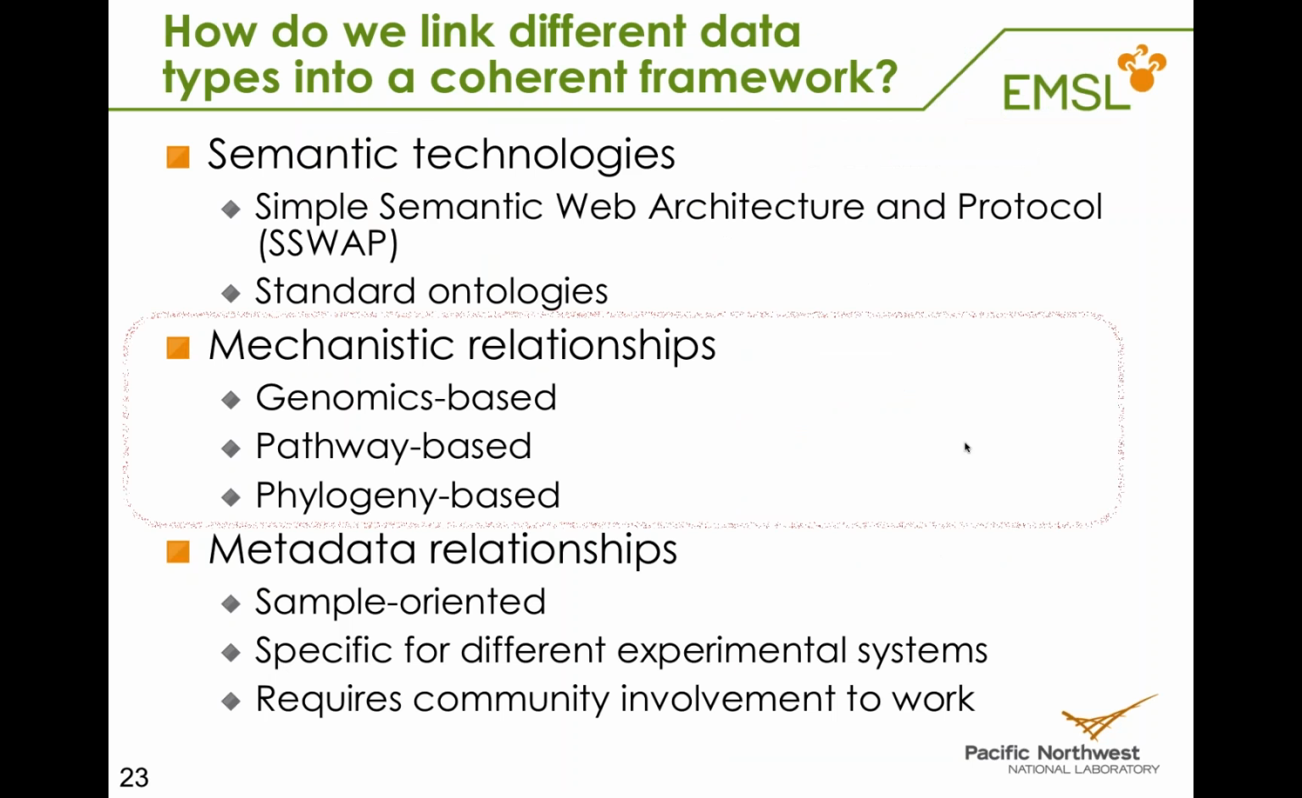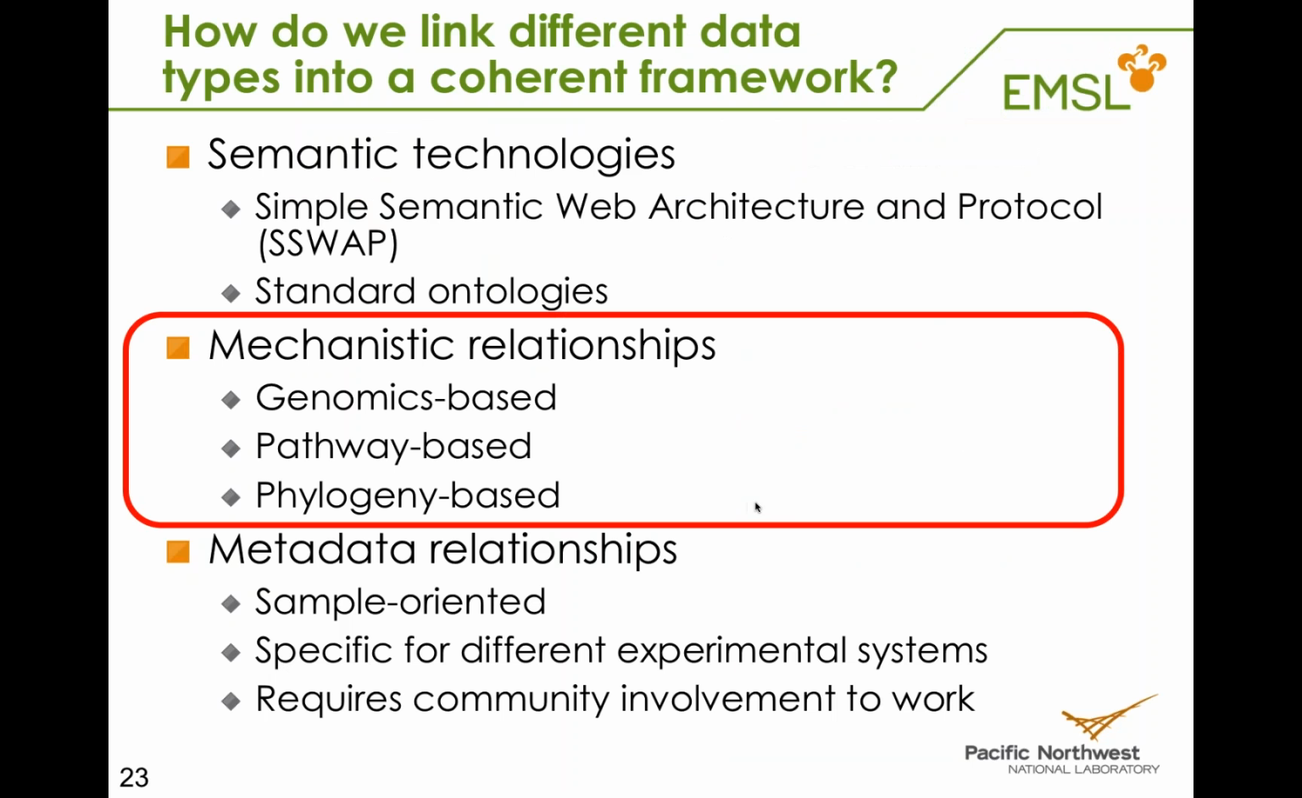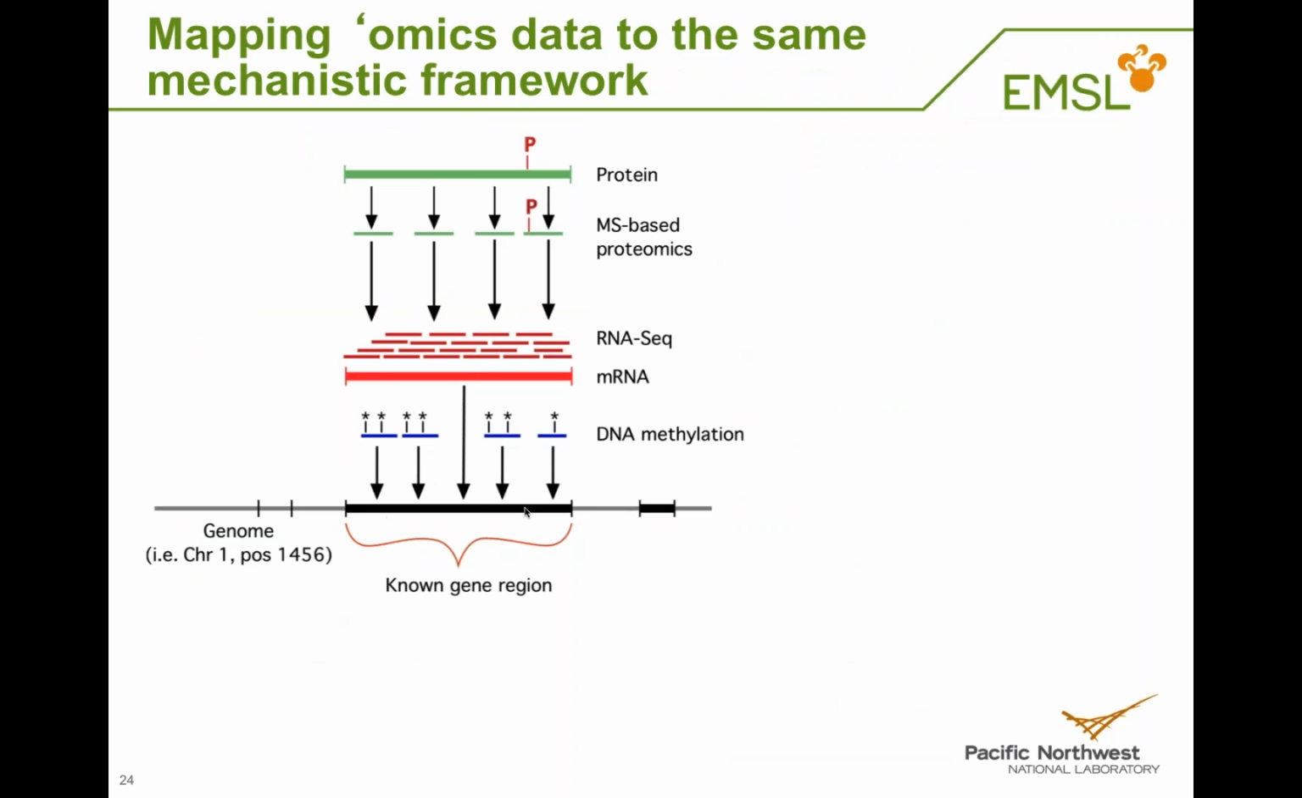So another way of doing it is mechanistic relationship. And this turns out to work fairly well. By mechanistic relationship, I mean, as an example, if you have a genome, you can map onto the genome, for example, DNA methylation. You can map where the RNA mapped.